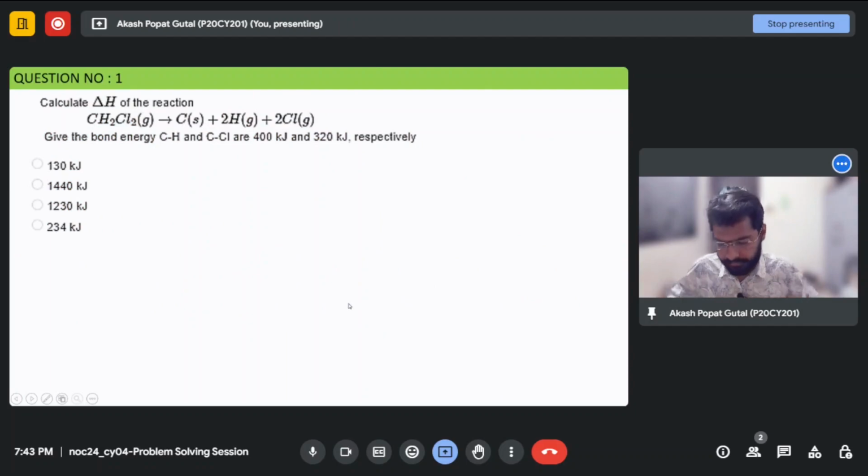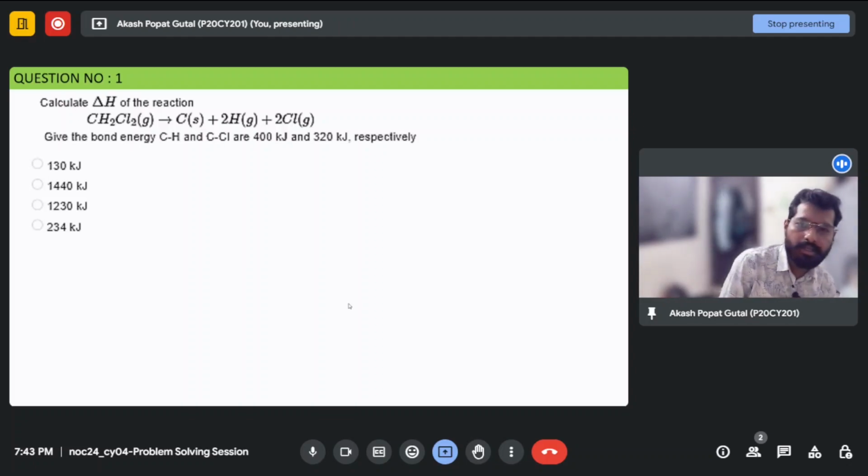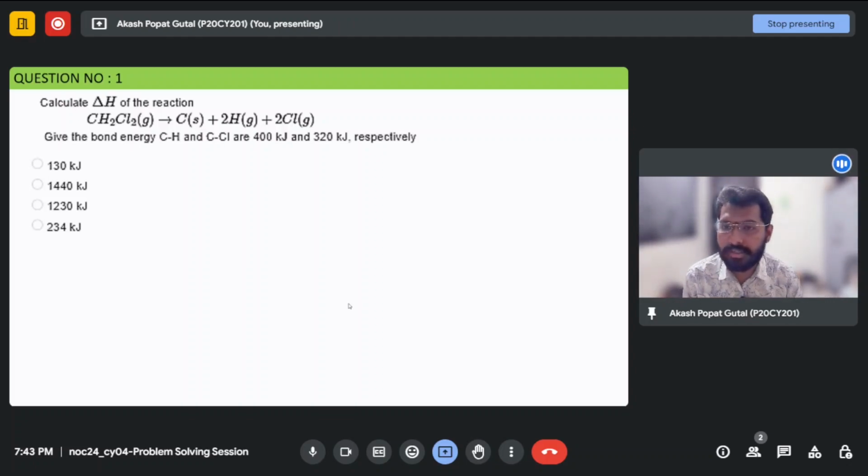So here is the problem. Calculate delta H of the reaction. CH2Cl2 gaseous forms C solid, that is carbon solid, plus 2H gaseous plus 2Cl in gaseous form. The bond energies of C-H and C-Cl are given as 400 kilojoule and 320 kilojoule respectively. We need to find the enthalpy change of the reaction.